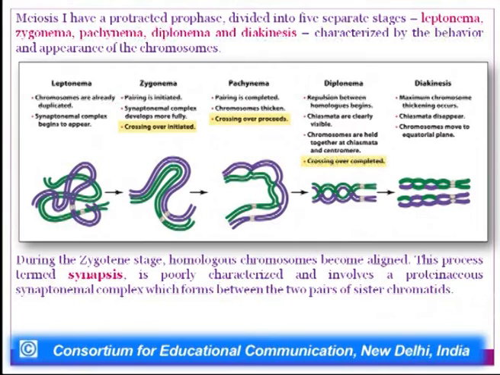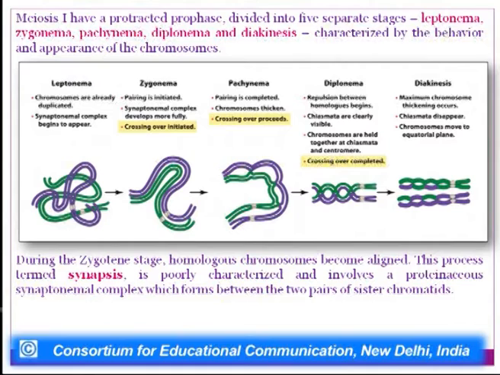If you look at this, during the zygotene stage, the homologous chromosomes become aligned. Homologous chromosomes are those which are similar in sequence. They are not identical in sequence. They are similar in sequence, coming from each of the parents. So when meiosis has to occur in the fertilized egg, during the zygotene stage these homologous chromosomes coming from either of the parents become aligned together. This process is termed synapsis.